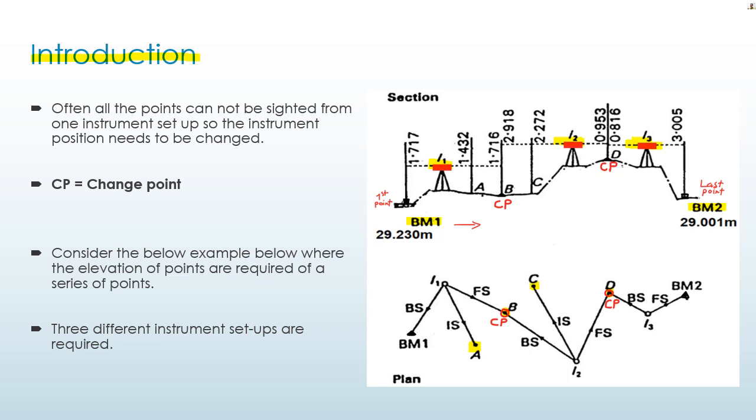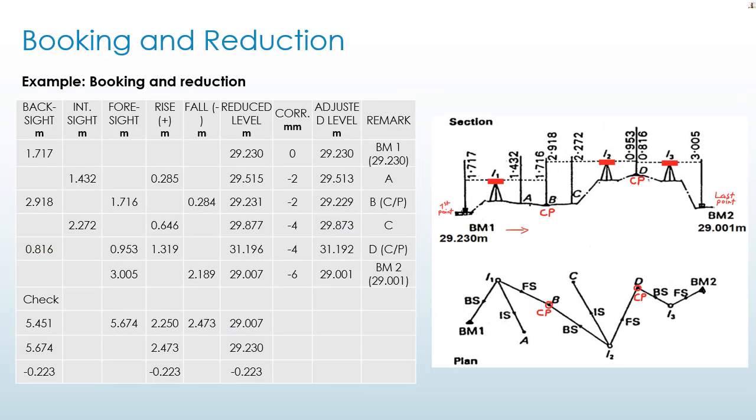B and D are the change points, connecting your setups from setup number 1 to setup number 3. This is the same example we have done with the height of collimation method. So this is the complete table after we finish the calculation.